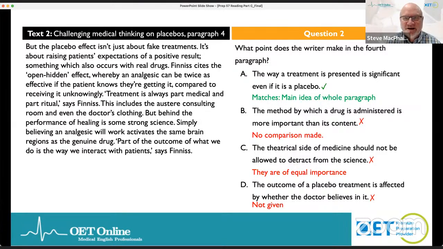And I think some key sentences for us here. Just go back a bit. We've got treatment is always part medical, part ritual. So that's equal. And part of the outcome of what we do is the way we interact with patients. So the way a treatment is presented. That's a very good synonym there for A. Lots of people got that. Is that clear, everyone? Anyone have any questions?